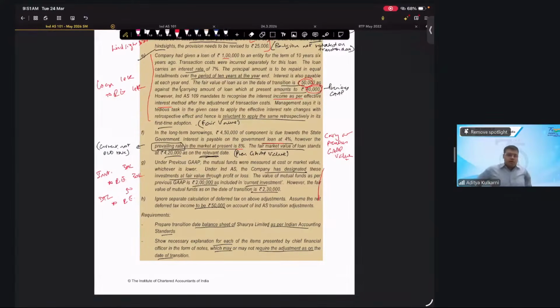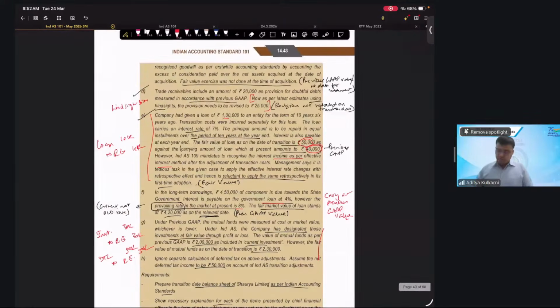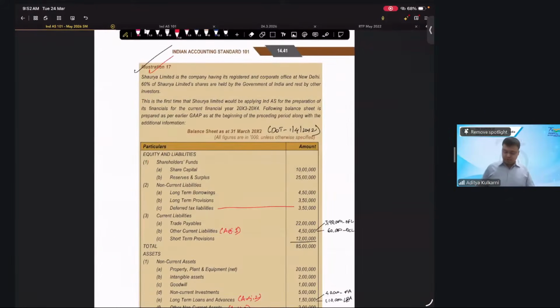So with this, I think all adjustments are taken care of. You should be in a position to prepare the balance sheet as per Ind AS. Yes or no? Yes, sir. All right. Fine. So try to prepare the Ind AS balance sheet of Shaurya Limited. Okay, so this we leave. It's done.